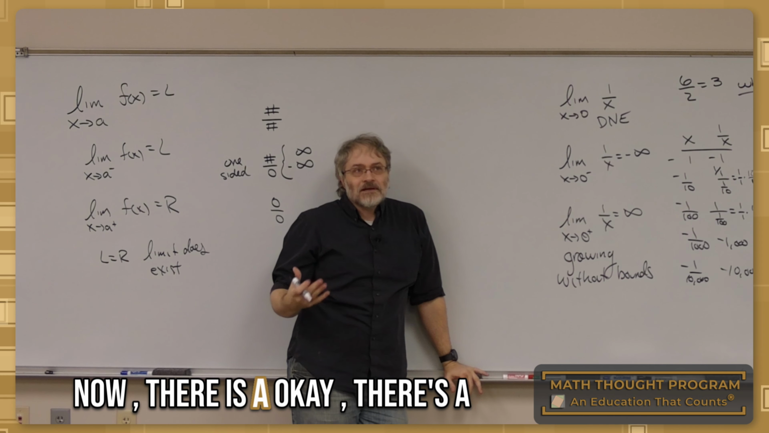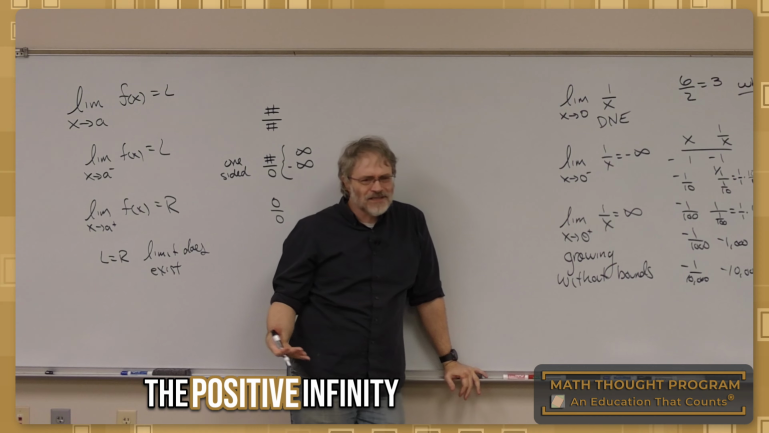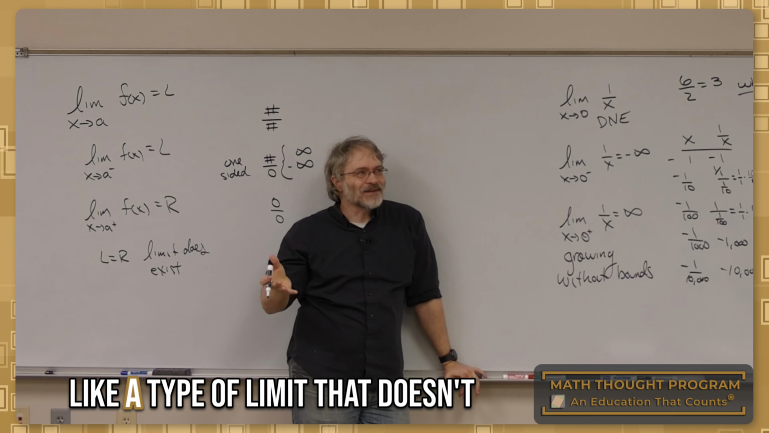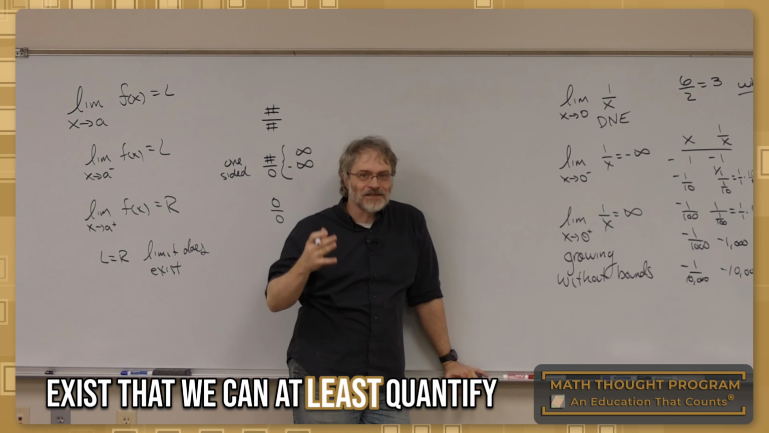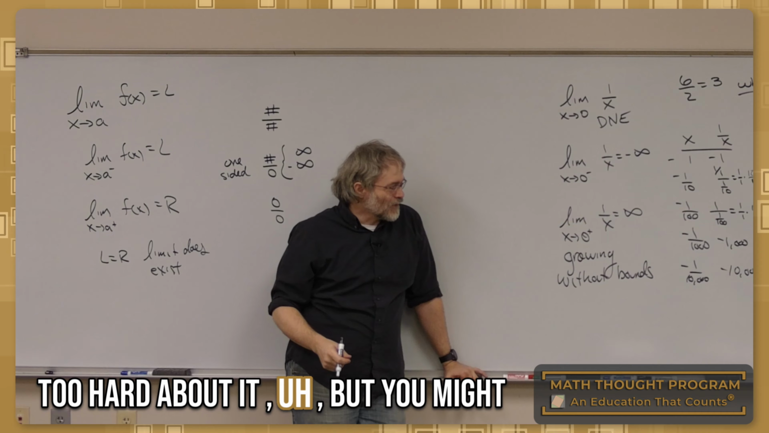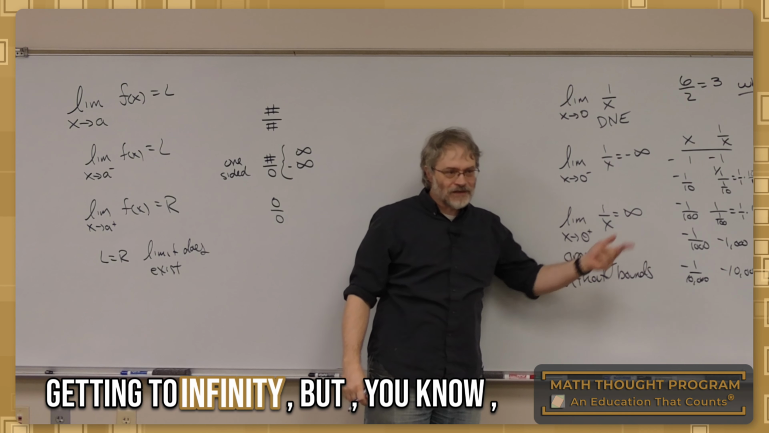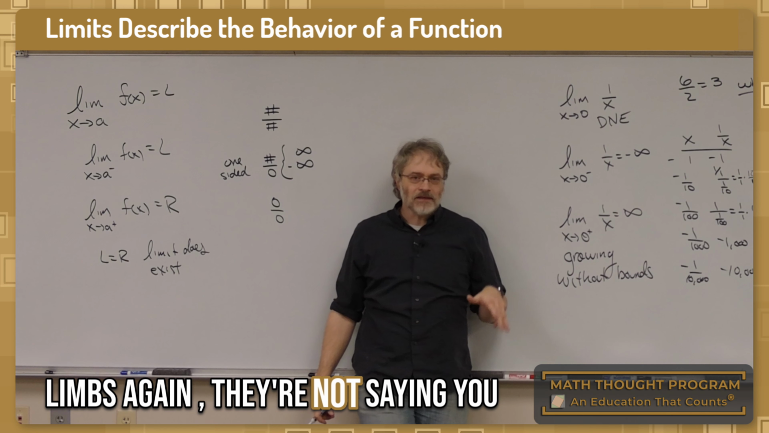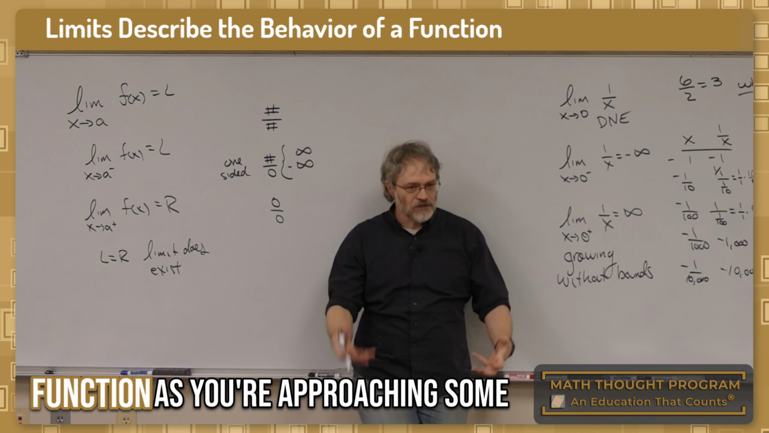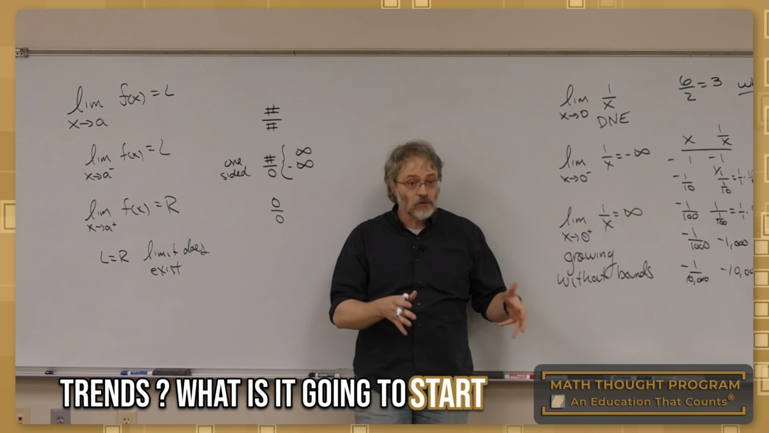Now, there's a little bit going on here too. Could you actually really get to positive infinity? No, not really. So it's kind of like a type of limit that doesn't exist that we can at least quantify as being kind of an existence. Again, don't think too hard about it, but you might see things like that from time to time. You're not really ever getting to infinity, but limits, again, they're not saying you will get somewhere. It's just saying what's the behavior of the function as you're approaching some particular value. What are the trends? What is it going to start looking like?